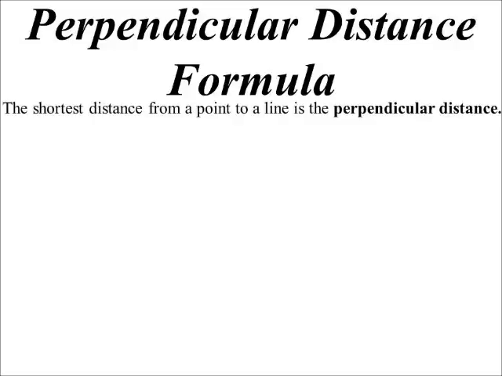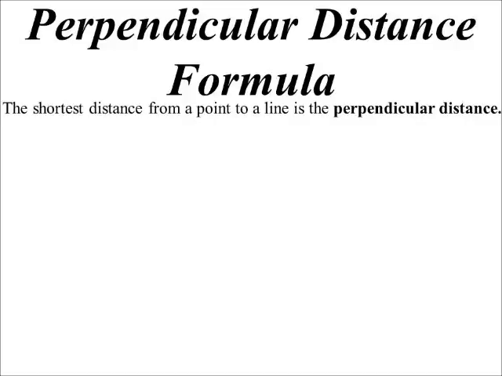The shortest distance between any 2 points is, of course, a straight line. But when we want to find the distance from a point to a line, obviously there's lots of different distances you can have depending on which direction you want. But we want the shortest distance. And the shortest distance will always be the one at right angles, or what we call the perpendicular distance.